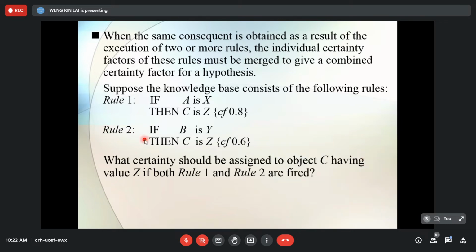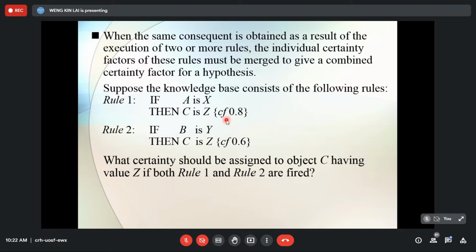The second rule is that if B is Y, so the final consequent, right? But it's what it means. It's the same consequent. Notice that it's the same consequent. That means that I still have C equals Z. The C is Z, but with a certainty factor of 0.6. This is based on the condition that B is true, B is Y.